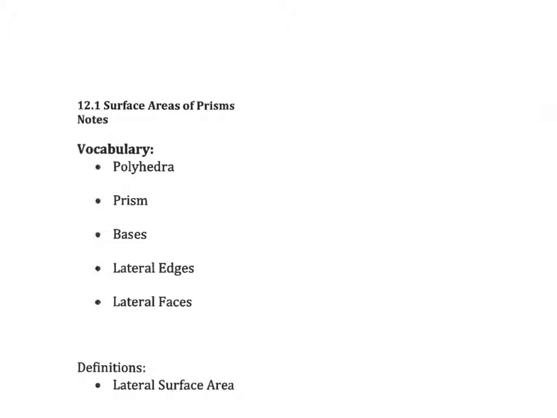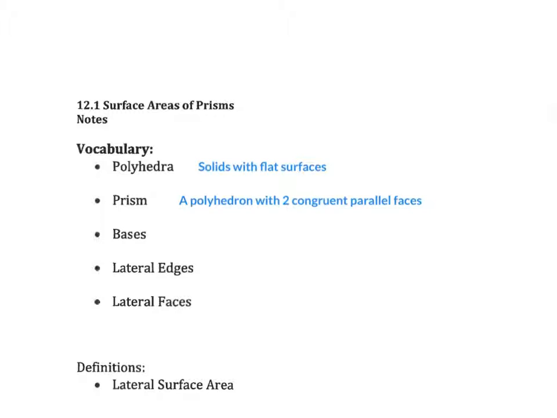12.1 Surface areas of prisms. Here are a few vocabulary terms that you need to write down. Polyhedra: solids with flat surfaces. Prism: a prism would be a polyhedron that has two congruent parallel faces.